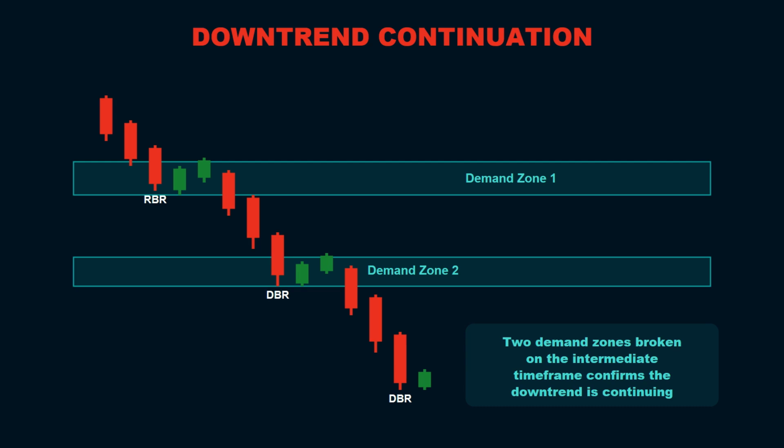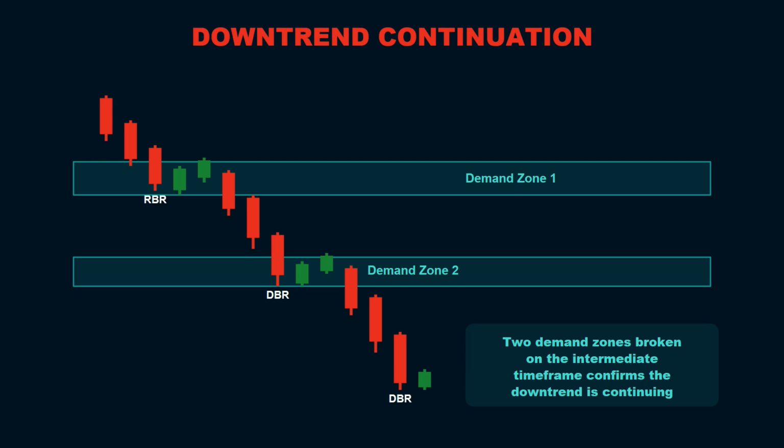Quick reminder of what we covered last video. A demand zone forms where buyers stepped in hard, a supply zone forms where sellers stepped in hard. Price tends to return to these zones because that's where the unfilled institutional orders are sitting. That part doesn't change here. What changes is what we do when a zone gets broken.